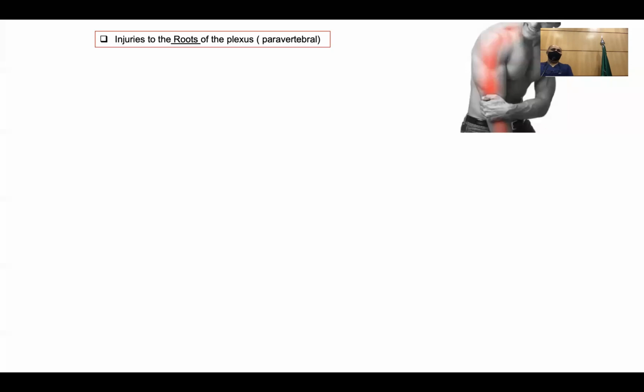Now, what are you looking at in this image? Someone's arm is red. But why is it red? Is it really red? Someone has severe pain. Someone in severe pain presents to your clinic. You evaluate him. Brachial plexus injury where? At the root levels. If someone has an injury at the root levels, he may present in the clinic like that.